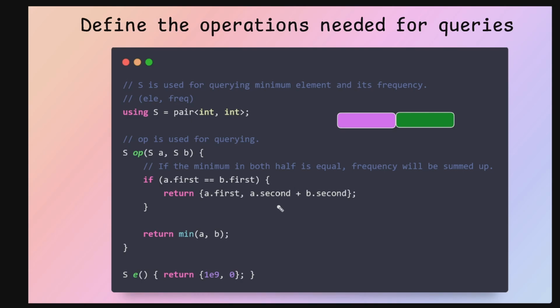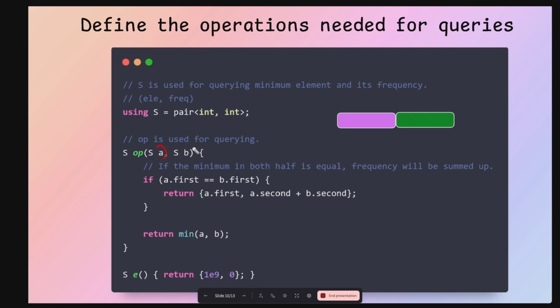To handle the query part, think about what you need as an output from the segment tree. You need the value of the minimum element as well as its frequency. So therefore, let us maintain a data structure that will store the value of the minimum element here and the value of the frequency here. Then you need to add two functions. The first function is called op.